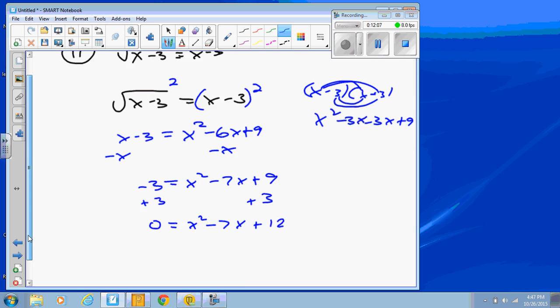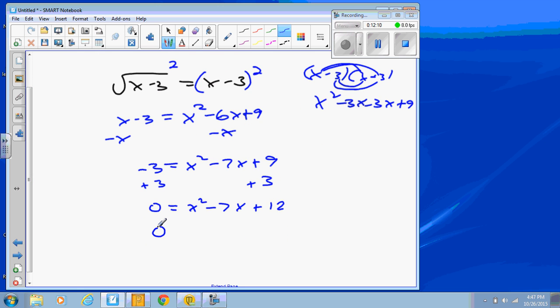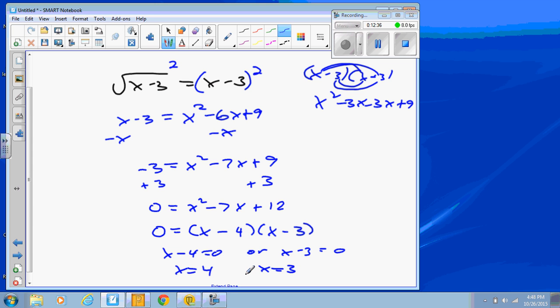Now, to solve that, I'm going to say 0 equals, and I factor that. I put x and x to get x squared. Looking for numbers that multiply to 12 and add to 7. That's going to be 4 and 3. And they're both the same sign, both negatives, both minus. So I have x minus 4 could be 0, or x minus 3 could be 0. So x equals 4 and x equals 3 are my two possible solutions.